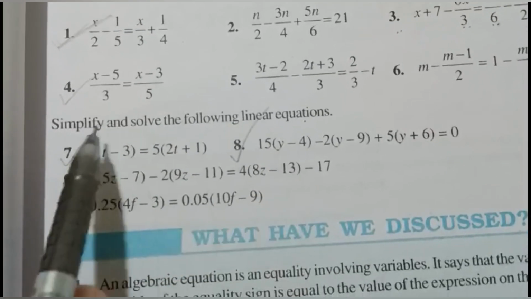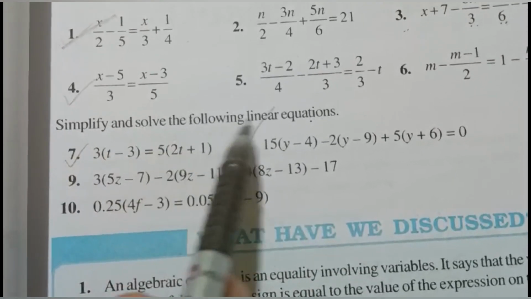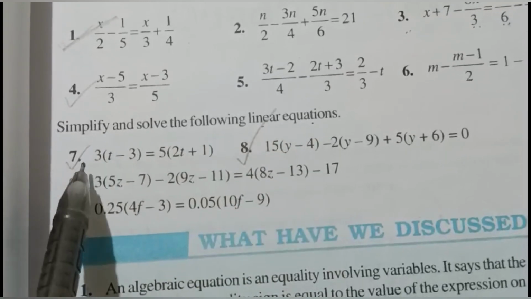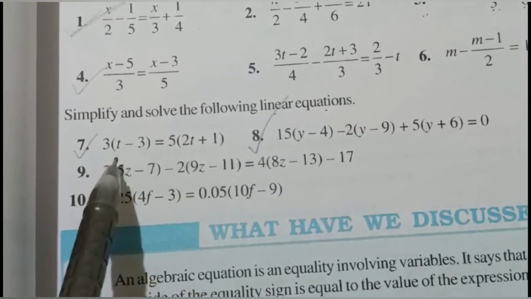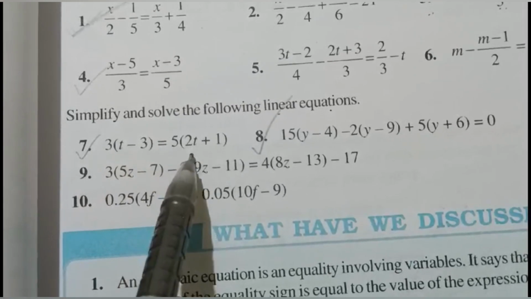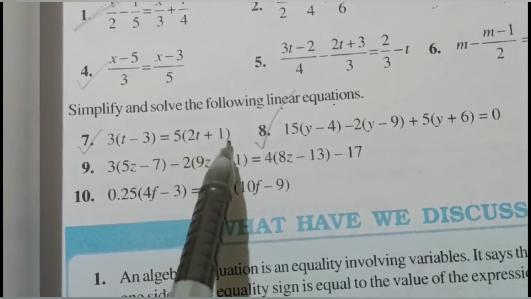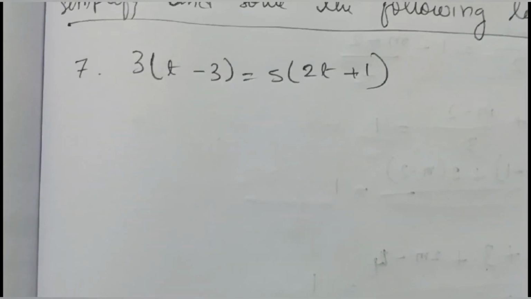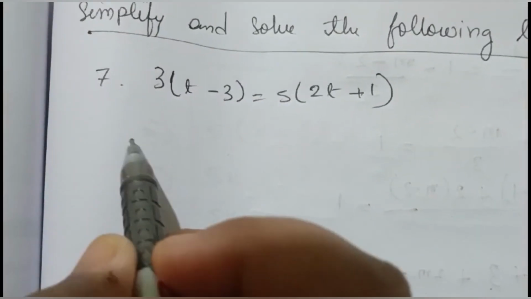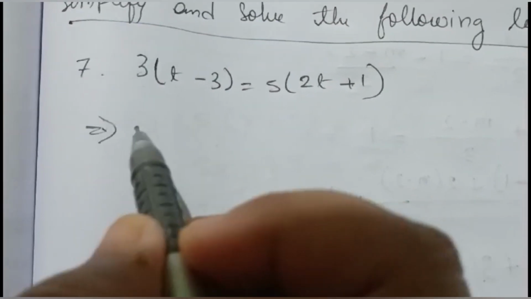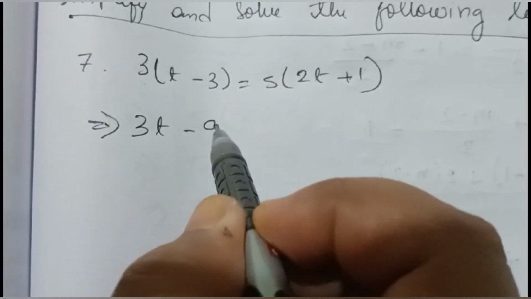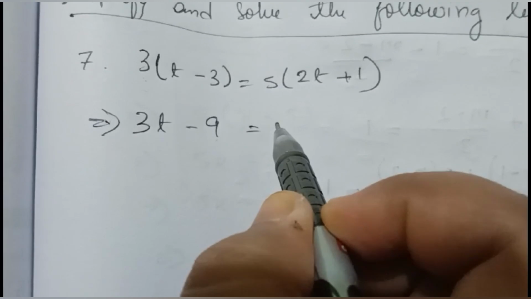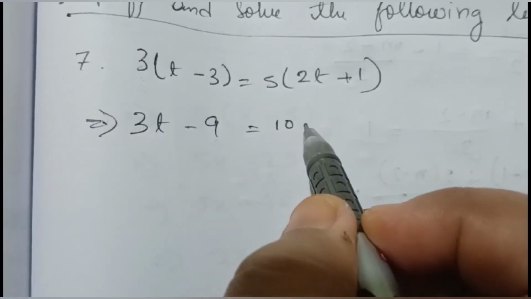Now let us do question number 7. First of all, let us read the question. So simplify and solve the following linear equation. Question number 7 given: 3 bracket in whole bracket 3 minus 3 is equal to 5 whole bracket 2t plus 1. So I have written the question here. So let us do. Okay. So we'll do multiplication. 3t and this one become 6, 3 3s are 9. Then this one 5 into 2t means 10.